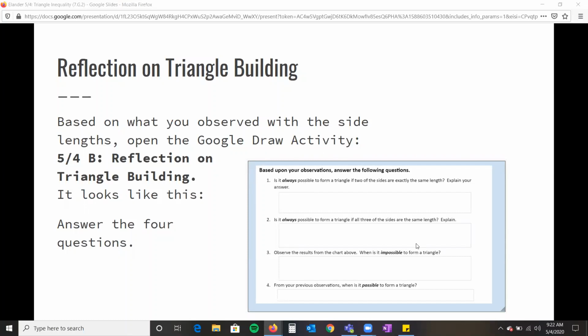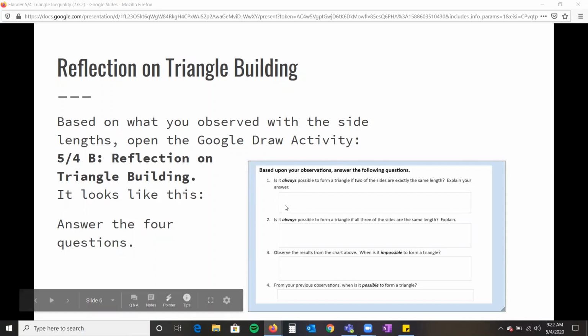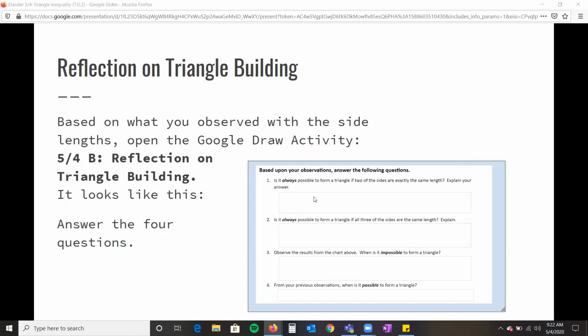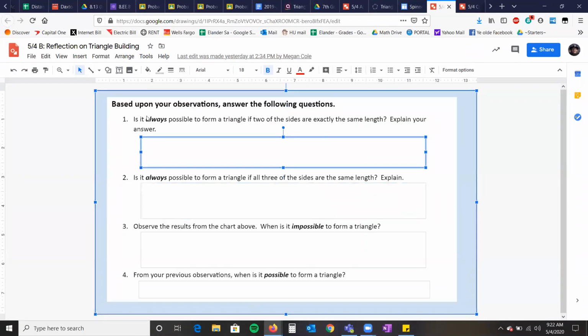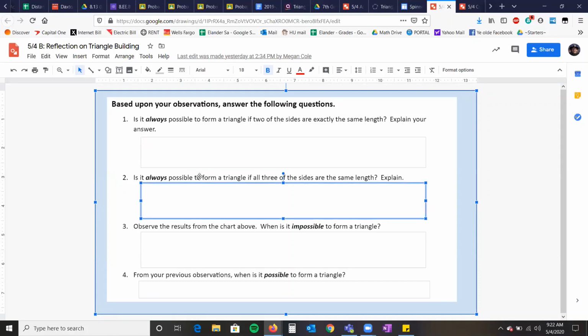So based on what you saw and what you are finishing up, I want you guys to go to this next file, and we're going to answer these following questions. There's only 4 questions. Number 1, is it always possible to form a triangle if 2 of the sides are exactly the same length? Explain your answer. Is it always possible to form a triangle if all 3 of the sides are the same length?